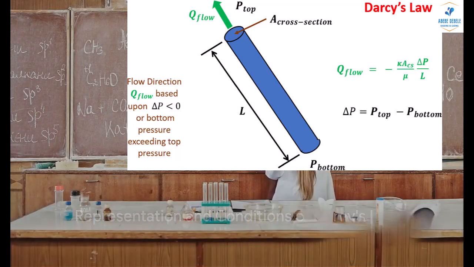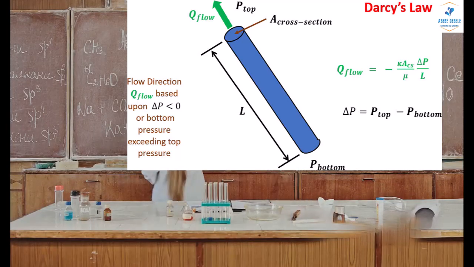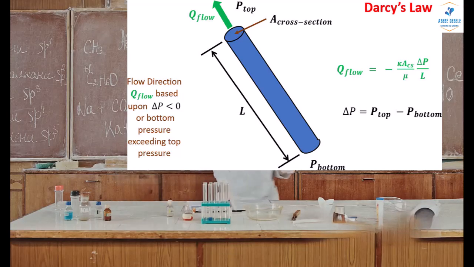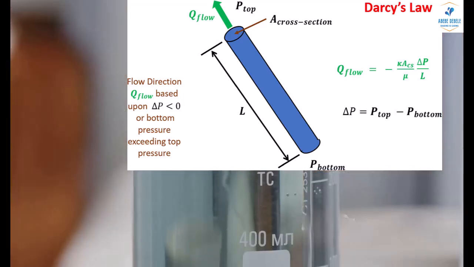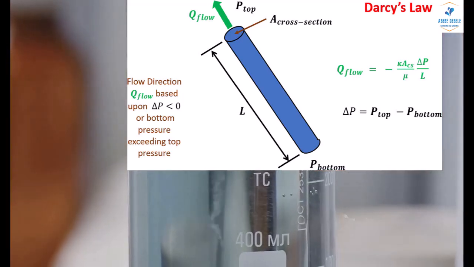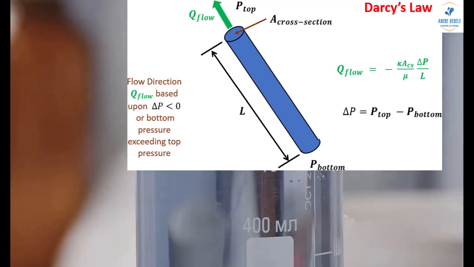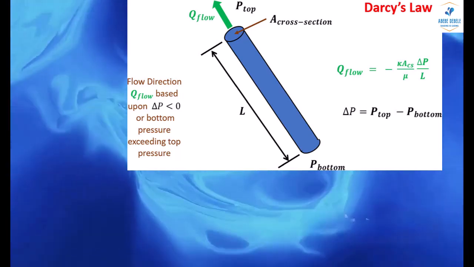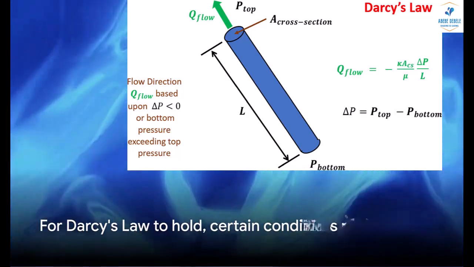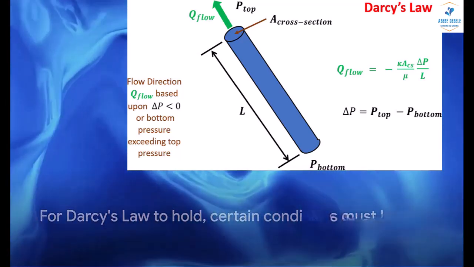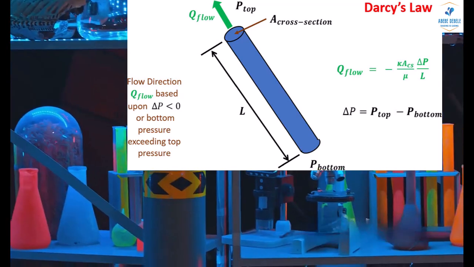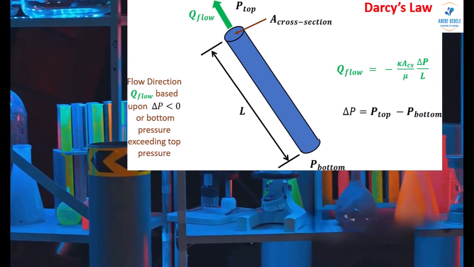Q equals negative K times the change in pressure, divided by the product of fluid viscosity and length. This mathematical representation, appearing now on your screen, is the cornerstone for predicting groundwater movement in different geological conditions. The negative sign in the formula, as you can see, indicates the flow of water from a high-pressure area to a low-pressure area. For Darcy's Law to be accurate and applicable, certain conditions need to be met.